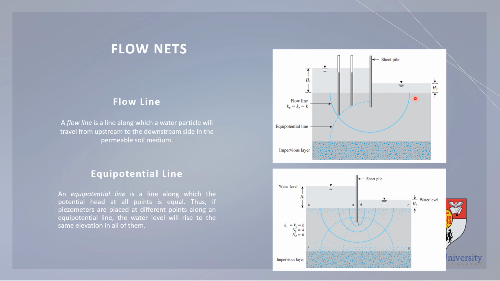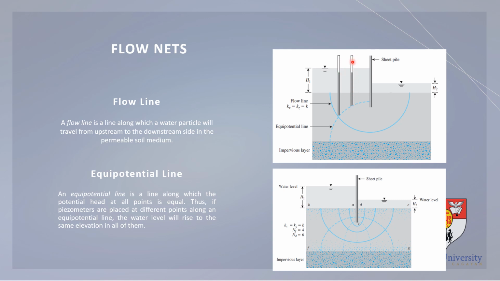Now, the equipotential line is a line along which the potential head at all points is equal. So if piezometers are placed at different points along an equipotential line, the water level will rise to the same elevation in all of them. So along the equipotential line, if you insert a piezometer, it doesn't matter what depth, along the equipotential line the water level in our piezometer will still be equal.